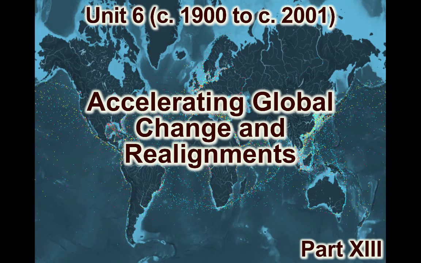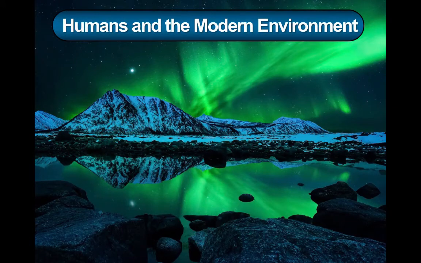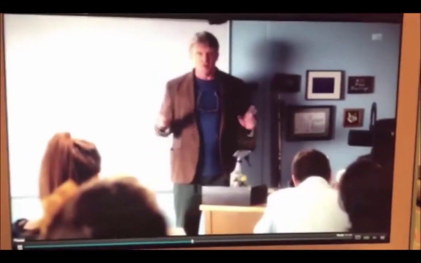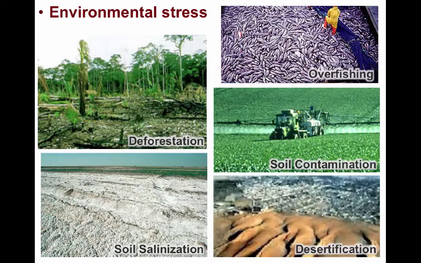In this video, we're going to be looking at humans and the modern environment. For everyone else who's here, let's get down to brass tacks. Aside from natural phenomena, humans are causing unprecedented environmental stress. As the ecumene and total population expands, there continues to be negative impacts on the ecosystem.